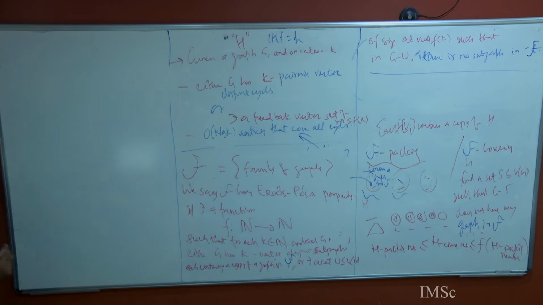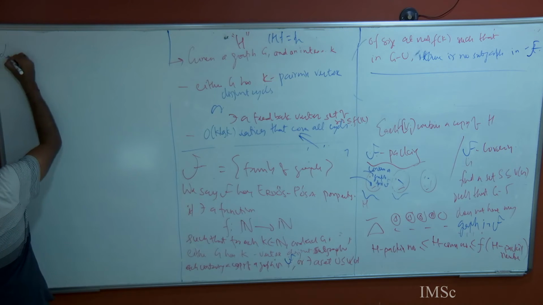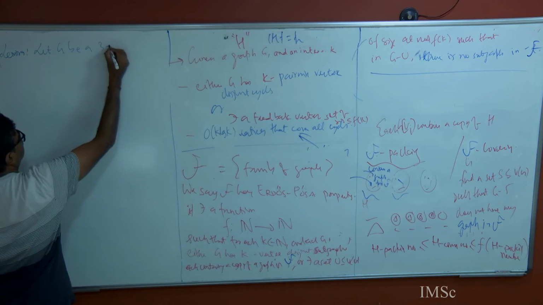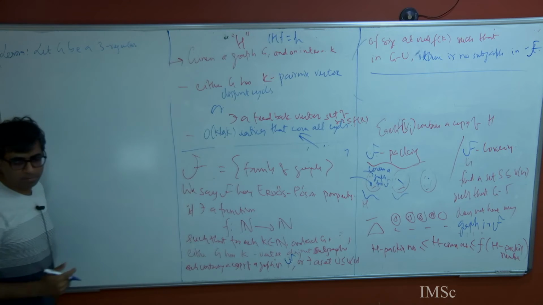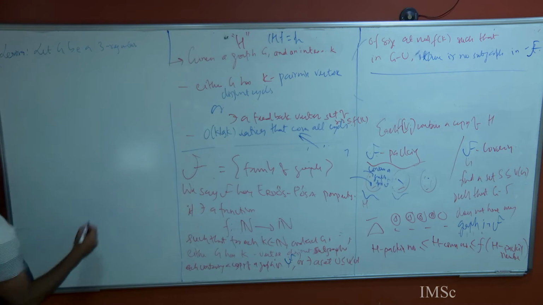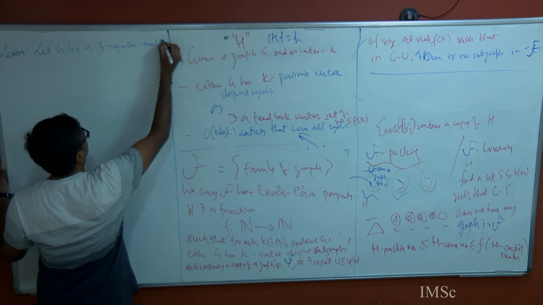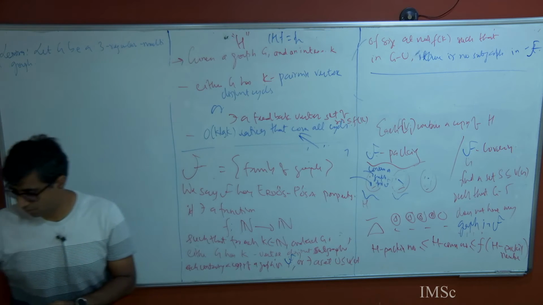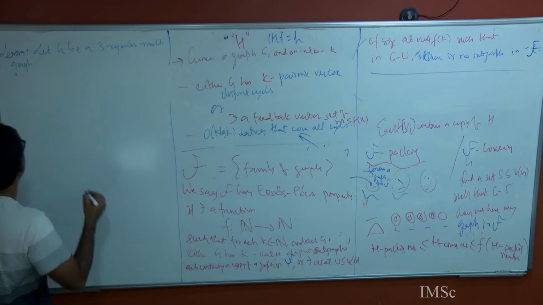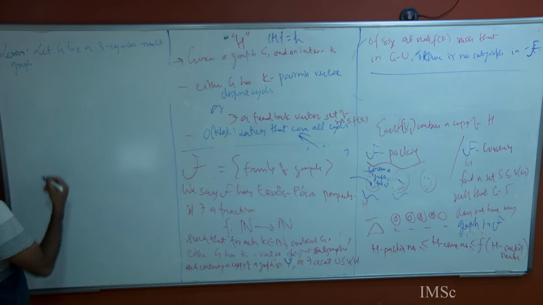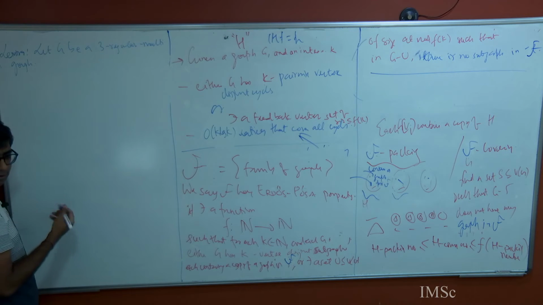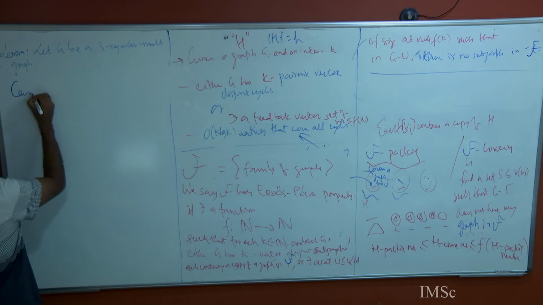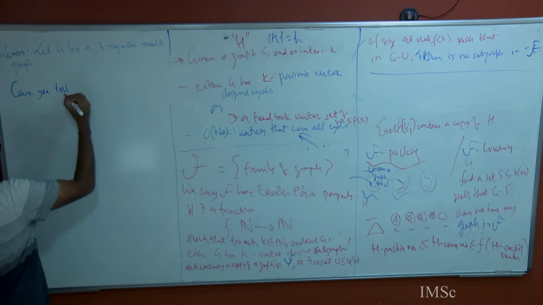Suppose I give you a 3 regular graph. Let G be a 3 regular, say, multigraph. I am asking you, for a 3 regular graph, can you tell me some lower bound on the feedback vertex set?